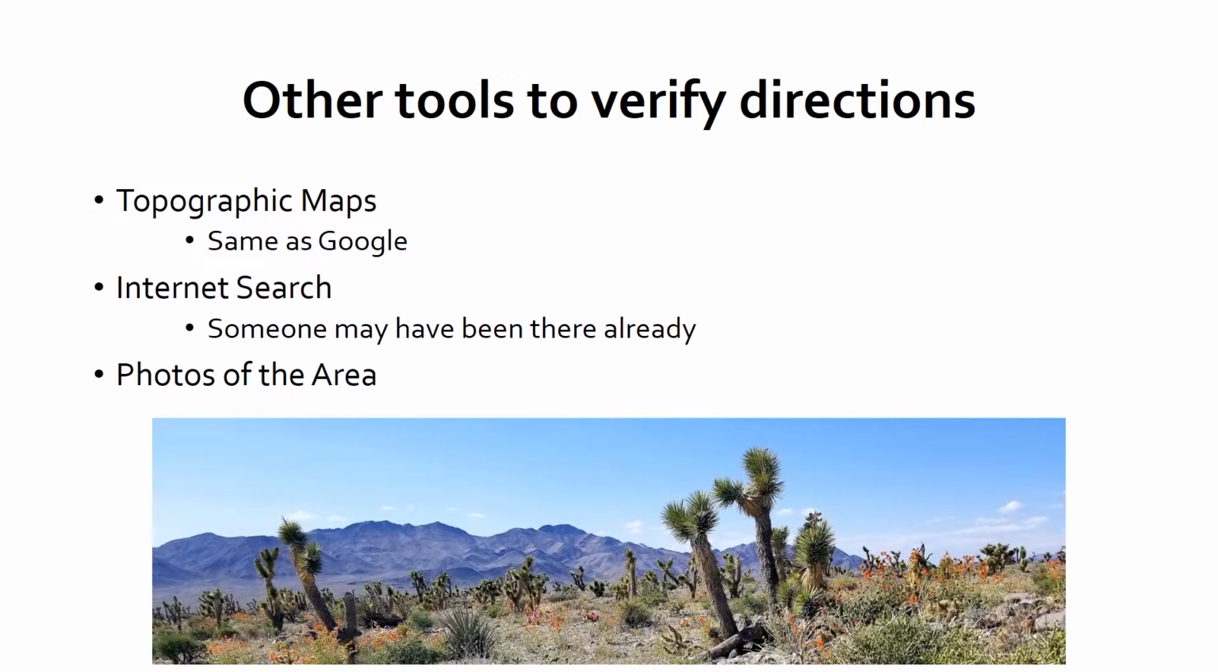So you can use other tools to verify directions. You don't have to use Google Earth. You can look at topographic maps. You can search for what it is you're looking for on the internet. Sometimes if your site has a name, people have put that on Google Earth or Google Maps. And then you also want to look at some photos of the area so you know what you're going to be hiking through and driving through.